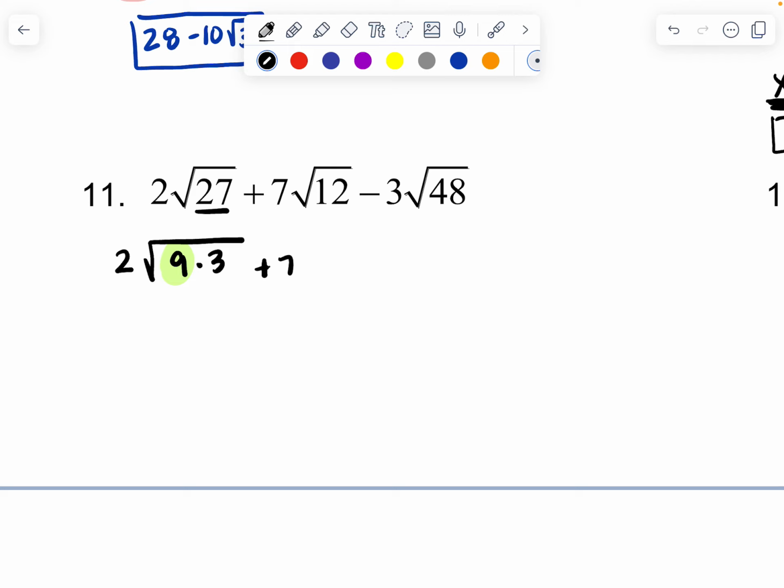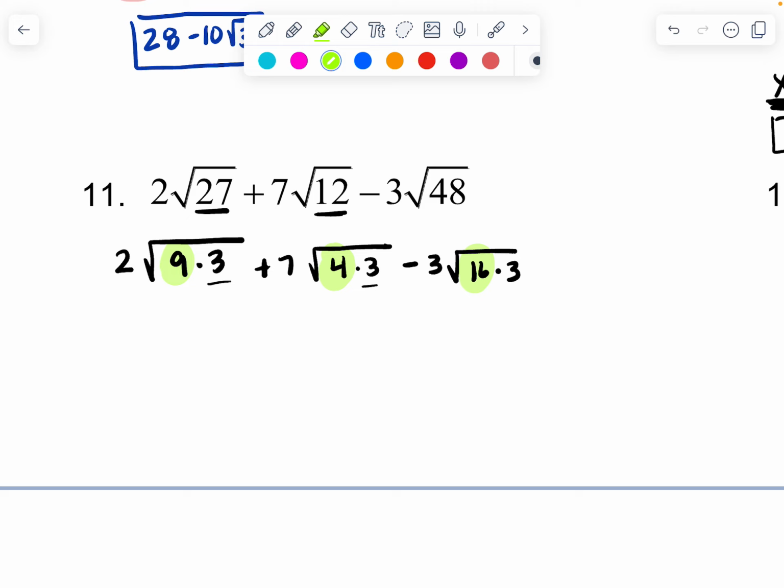Plus 7 times the square root of, well, what does 12 equal? That's 4 times 3. Again, the reason I like that choice is because 4 is a perfect square. If you chose 6 times 2, that wouldn't work as well. You'd have to break down the 6 again, okay? And on the last one, minus 3 times the square root of. Now you guys, look, they all have to be the same. I'm seeing a little pattern here, right? Look, times 3, times 3. Maybe this is something times 3. What times 3 is 48? That's 16. And that worked out so well because 16 is another perfect square.